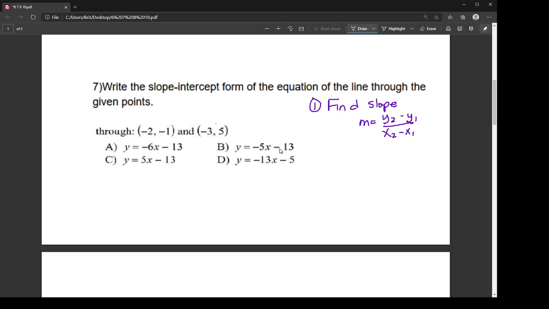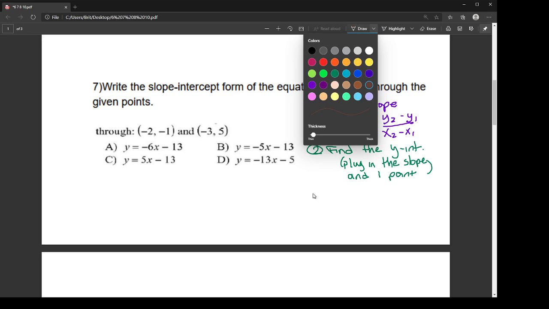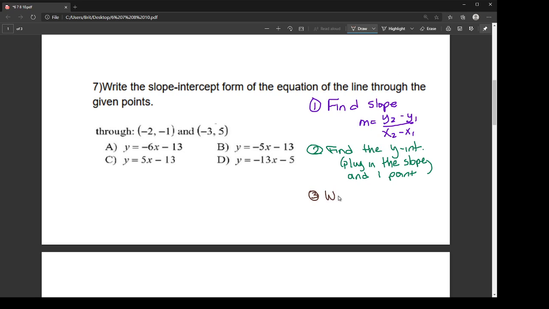Now, because our options are all written in slope-intercept form, step number 2 is going to be to find the y-intercept. Okay, that means that we're going to plug in the slope and 1 point. Alright, and then our last step, step 3, will be to write it in y equals mx plus b, which is slope-intercept form.